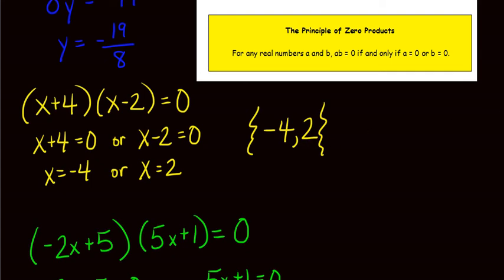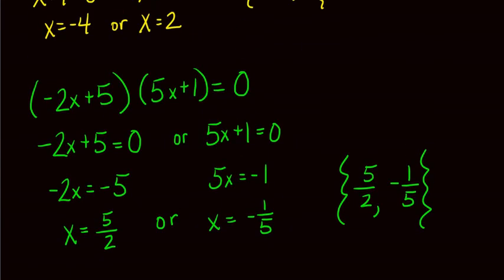I'm going to show you one example, and then we'll do some more tomorrow. I chose this one because it comes out a freaky fraction. Oh, I like that term, freaky fraction. Anyway, notice I have negative 2x plus 5 in parentheses, and I'm multiplying it by 5x plus 1, and the whole thing equals 0.